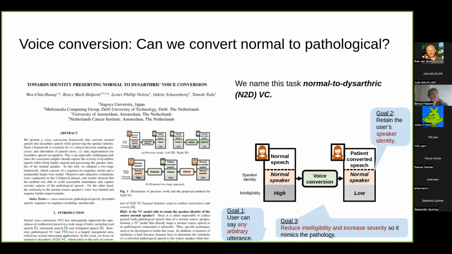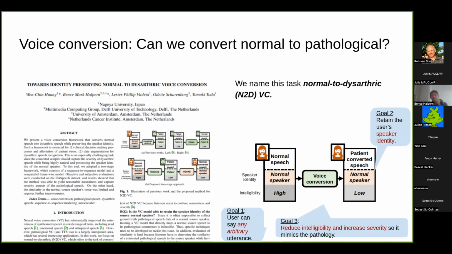So first, I'm going to talk about voice conversion, out of the two big sets of approaches today. In this study, because we had a lack of oral cancer data at this time, we decided to make a system on dysarthric speech, so normal to dysarthric voice conversion, with three goals in mind.